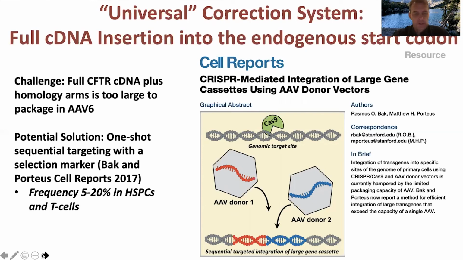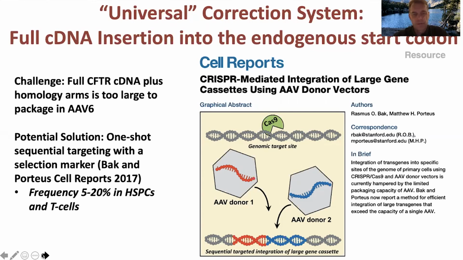And so we turned to a discovery that was made by another postdoc in my lab, Rasmus Bach, who now runs his own lab in Denmark. And what he showed quite remarkably is that in a single shot, one can get 2 integration events where a single break would catalyze the integration of donor 1, then that integration would recreate the binding site for the CRISPR-Cas9, create another break, and catalyze the second insertion of AAV donor 2, and thereby you could expand the capacity of the system.